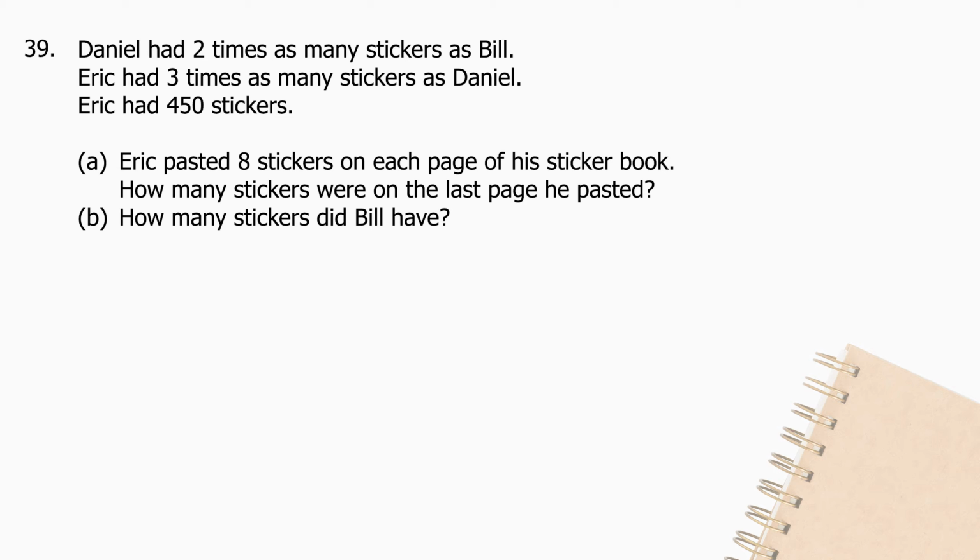Question 39. Daniel had 2 times as many stickers as Bill. Eric had 3 times as many stickers as Daniel. Eric had 450 stickers. A. Eric pasted 8 stickers on each page of his sticker book. How many stickers were on the last page he pasted? B. How many stickers did Bill have?